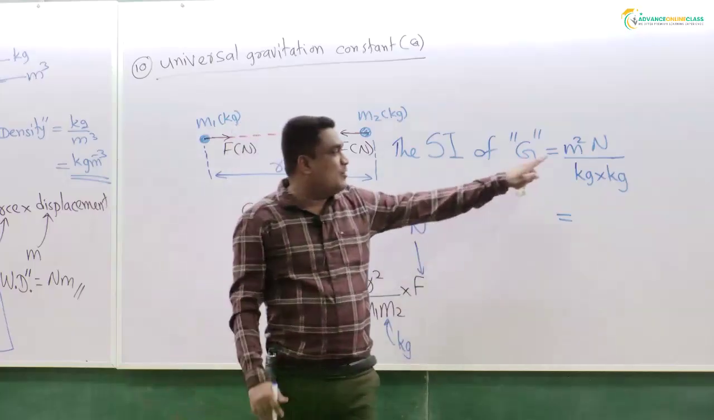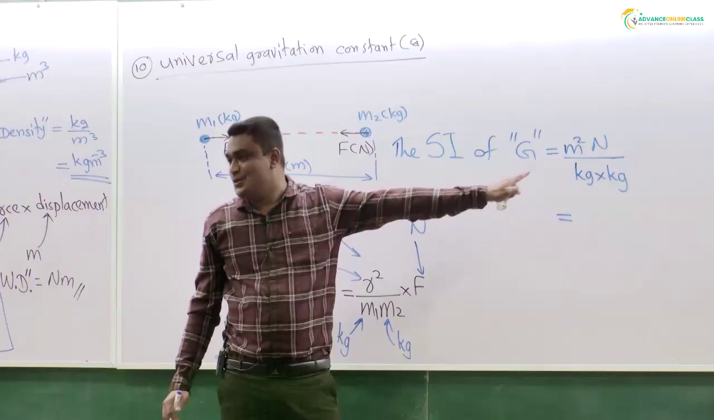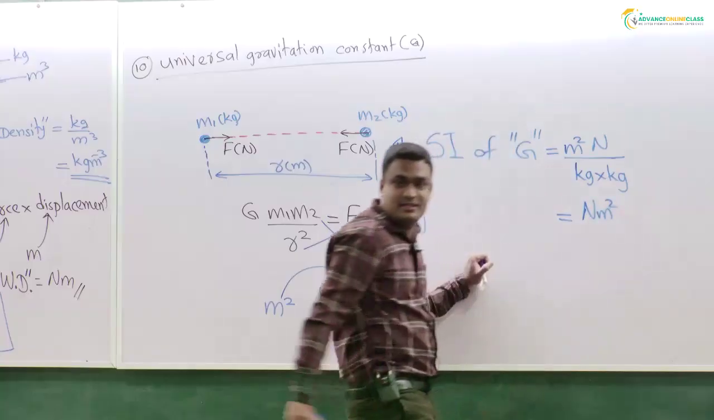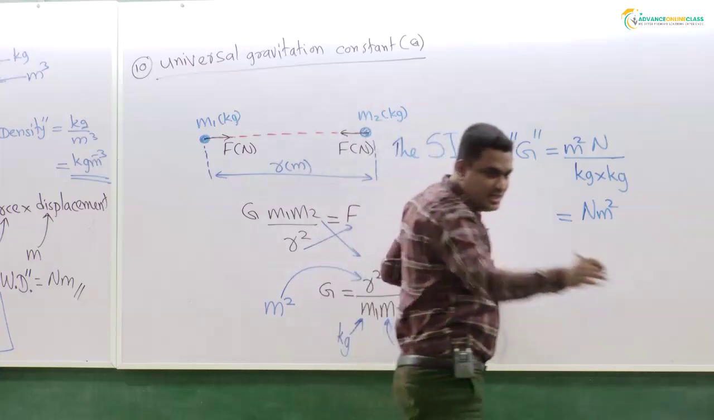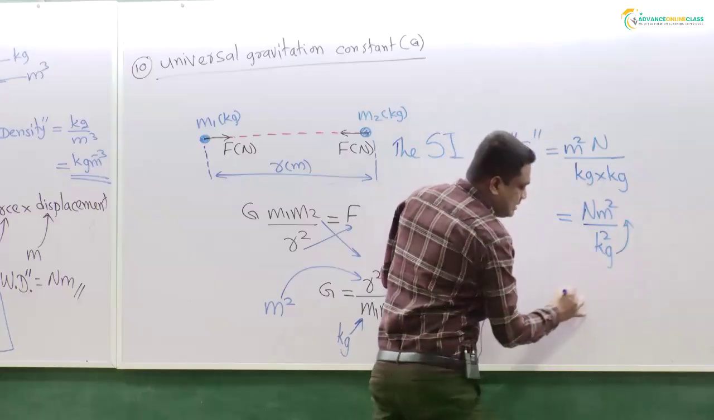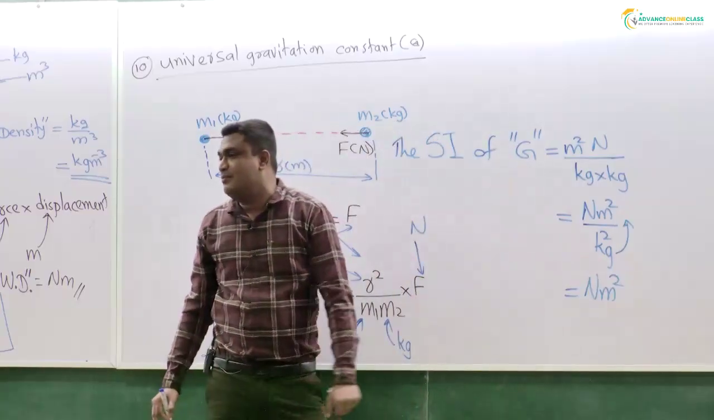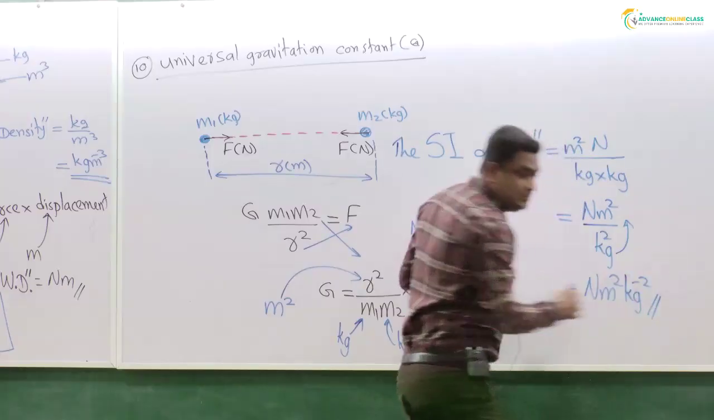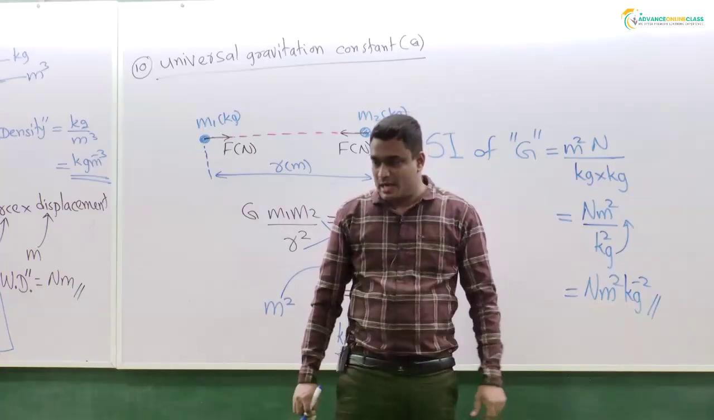Look at the board. Instead of writing square meter Newton, let's write Newton square meter over kilogram into kilogram, kg square. Kg square comes up with a minus sign, kg minus 2. So what's the unit here? Newton square meter per square kilogram.